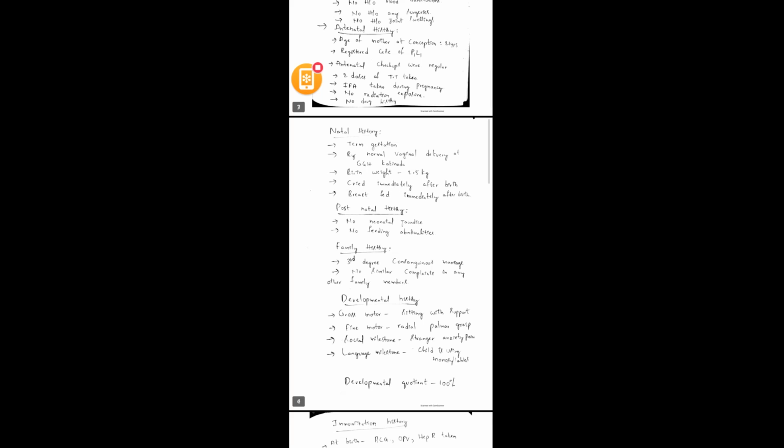Developmental history: gross motor, sitting with support; fine motor, radial palmar grasp; social milestones, stranger anxiety is present; language milestone, child is using monosyllables. Developmental quotient is 100%. Immunization history: at birth BCG, OPV and hepatitis B were taken. At 6 weeks, pentavalent 1, OPV 1 and rotavirus 1 were taken.